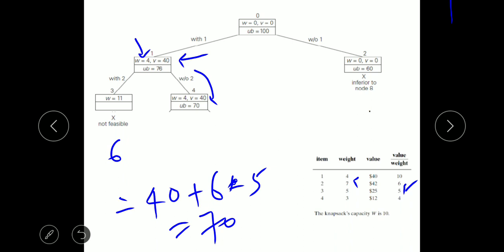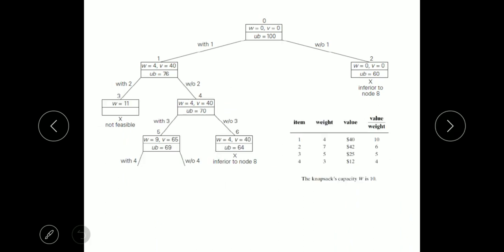So now node 4 tends to be the most promising node. So now let us move on to the next phase, that is, let us try to include the third item into the knapsack, and let us also examine the possibility of not including the third item into the knapsack. So let us move with the first possibility, that is including item 3 into the knapsack.